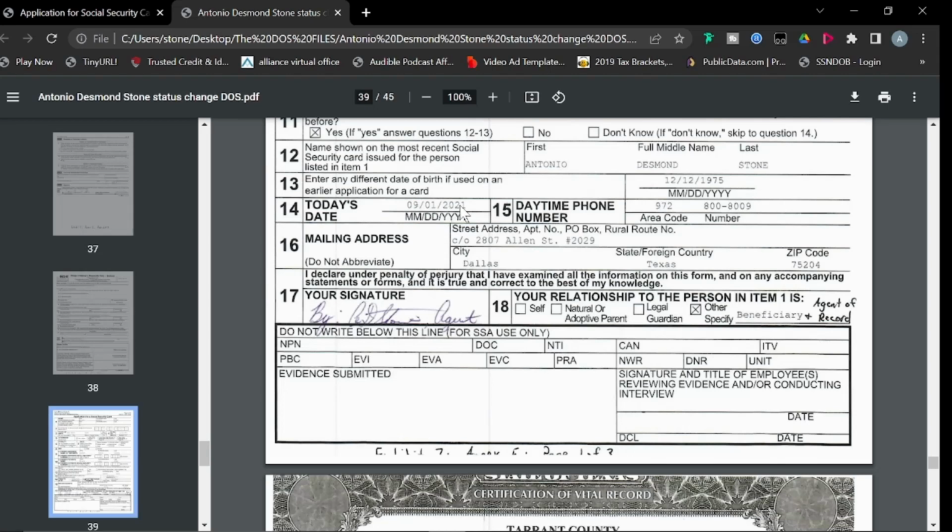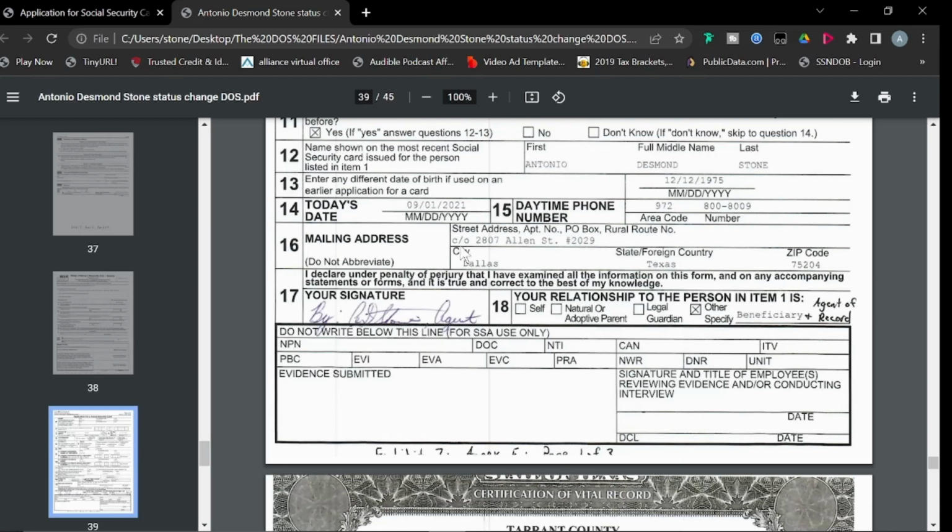When I filed my DOS again, I made sure I did everything correctly that I was supposed to be doing. I'll give you the story in a minute. Daytime phone number 972, that's an old phone number I had. Okay, so it says right here the mailing address.